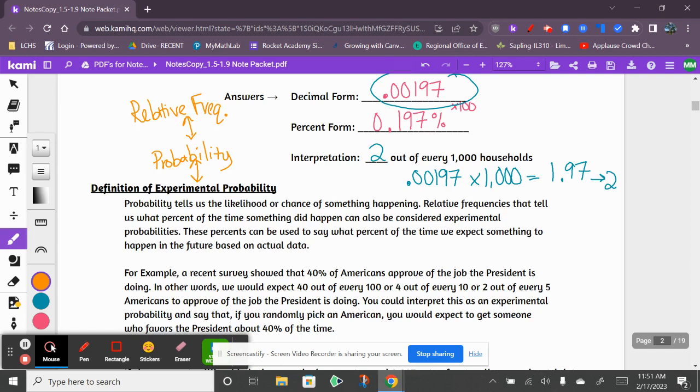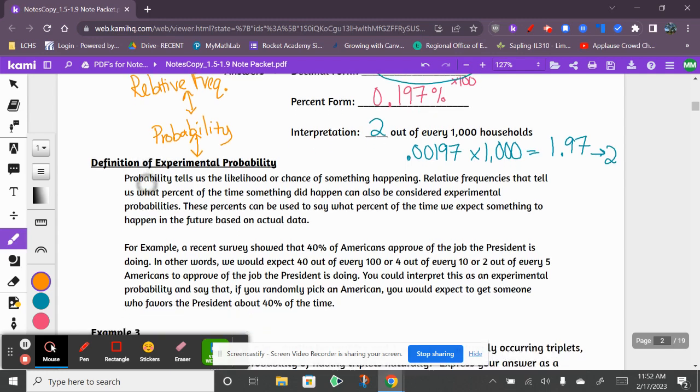Relative frequencies that tell us what percent of the time something did happen can also be considered experimental probabilities. These percents can be used to say what percent of the time we expect something to happen in the future based on actual data. So experimental probability is based on something actually happening.